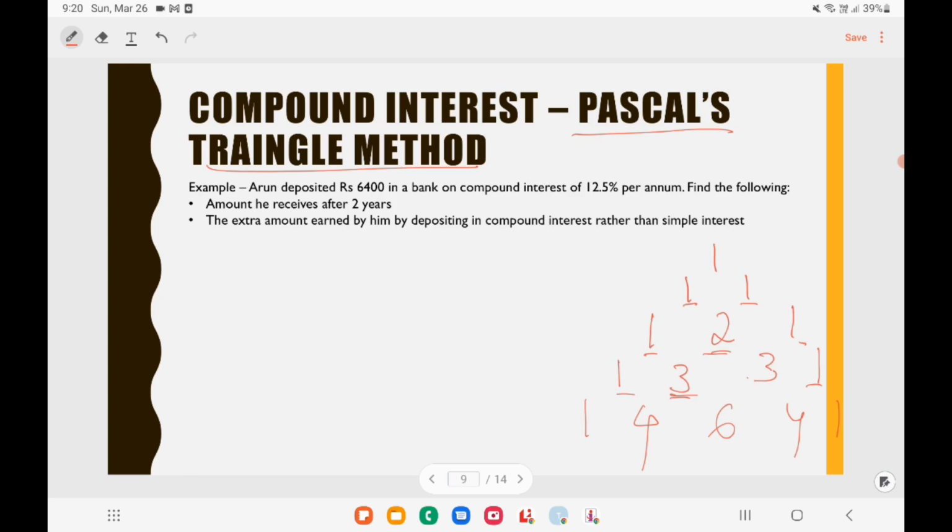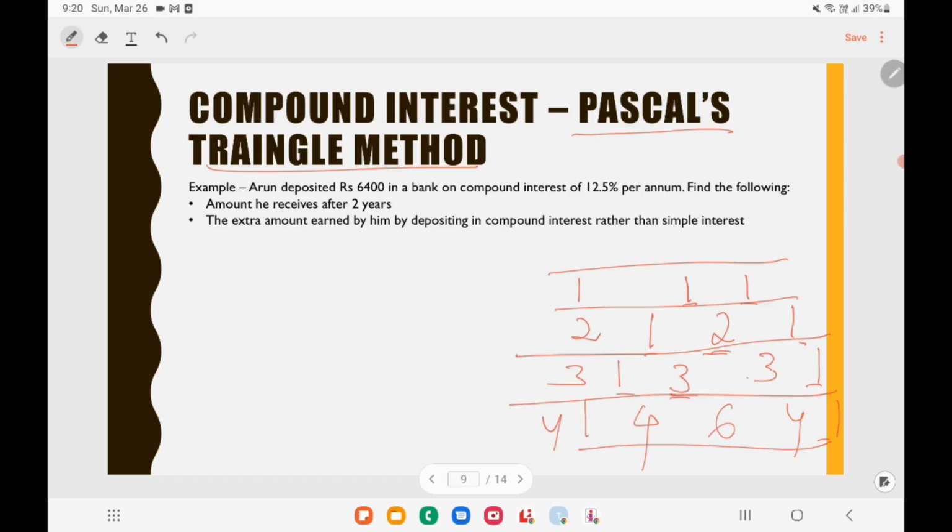Okay. So here what you need to understand is that you just remove this one. First one you don't need. So take this Pascal's triangle. This first line corresponds to 1 year. If you are putting the money for 1 year, then this first line corresponds to that. The second line corresponds to 2 years of interest, third line corresponds to 3 years, fourth line corresponds to 4 years, and if you want 5 years, then you just need to write the next layer of the Pascal's triangle. So this is how you need to do.